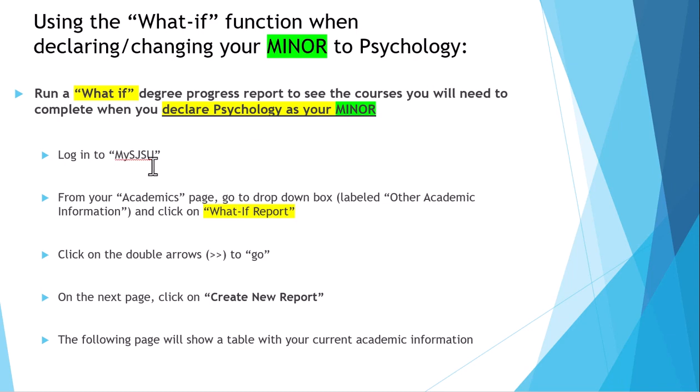To start off with, you're going to go to MySJSU. On your academics page, you're going to click on the what if report, right? Click on the double arrows to go. And then on the next page, you're going to click on create a new report. Okay, so just like I talked about earlier, once the report is generated, it will show you a table with your current academic information. Again, using the example, it will show, for instance, that you are currently a biology major, and the report is going to show you what will happen if you also add psychology as a minor.